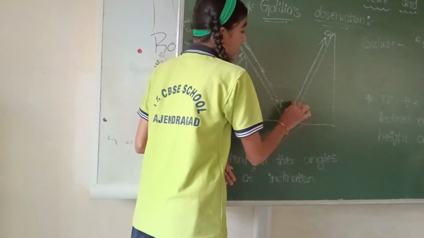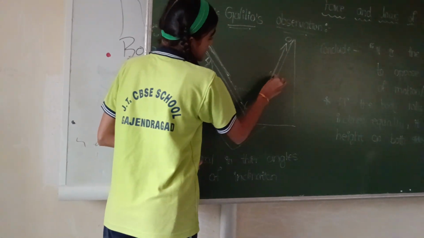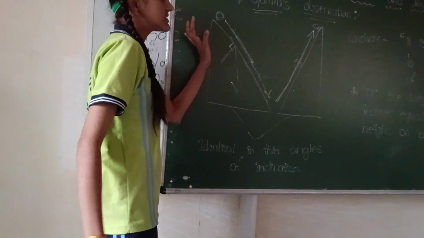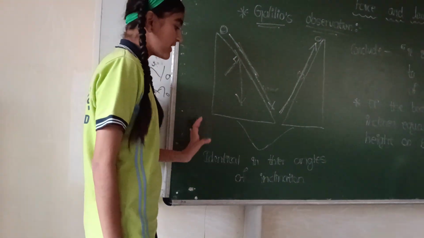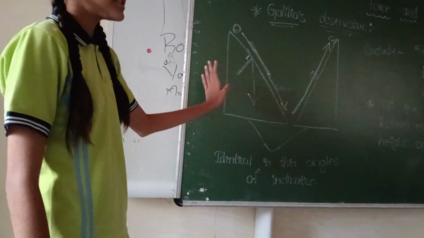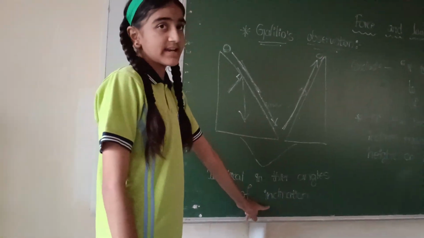And the ball will come to this height, not to this height. It does not reach the same height from which the ball started. This is the first point. And these two inclined planes are identical in their angles of inclination.